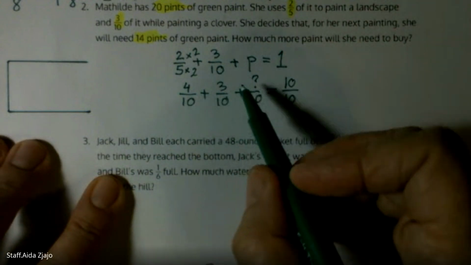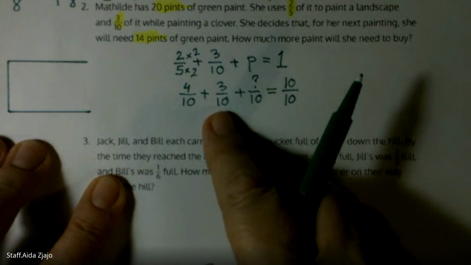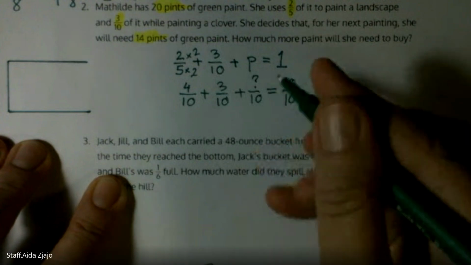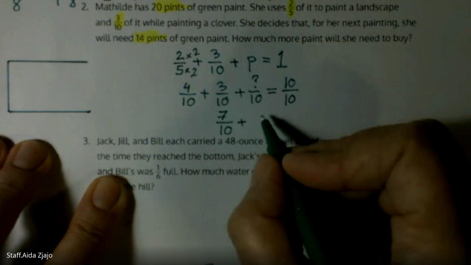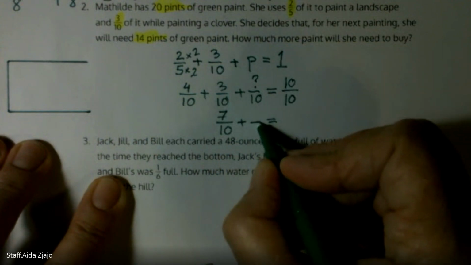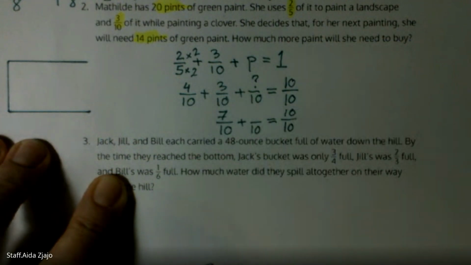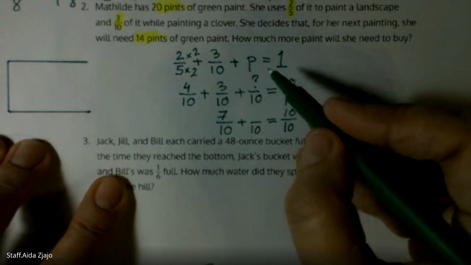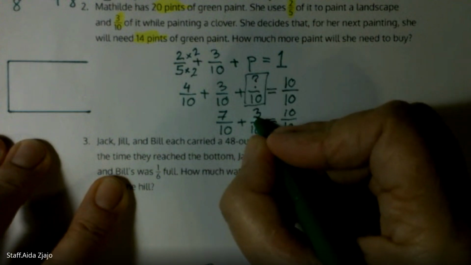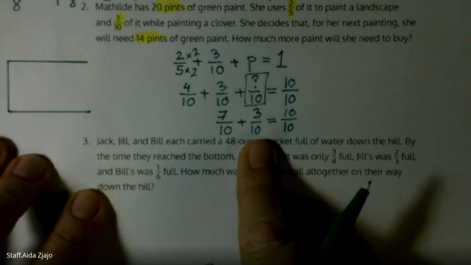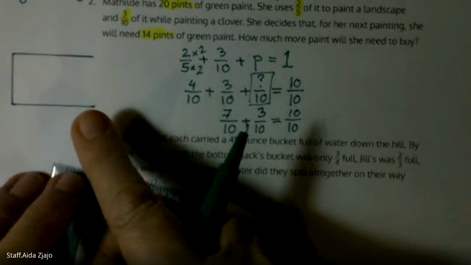So right now you can see four tenths for the landscape and 3 for the clover. That makes 7/10. So 7/10 plus, now you know what is missing. How many tenths are missing to make 10/10? Of course, the unknown would be the 3/10, and we found what our leftover is going to be. But how can we prove it on our picture?